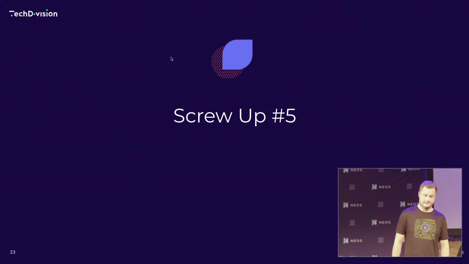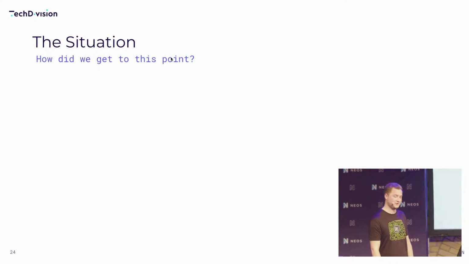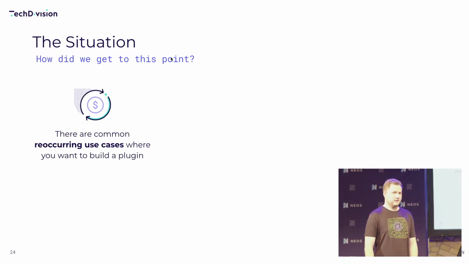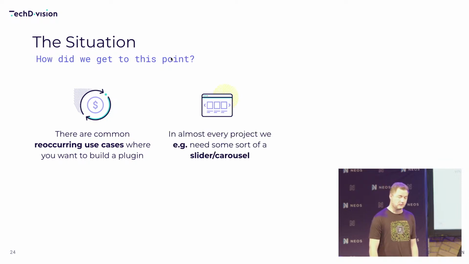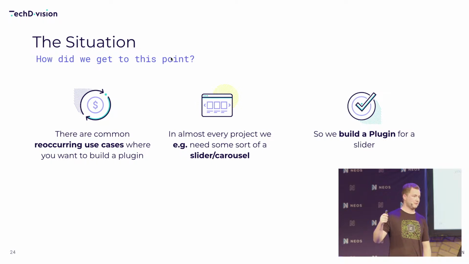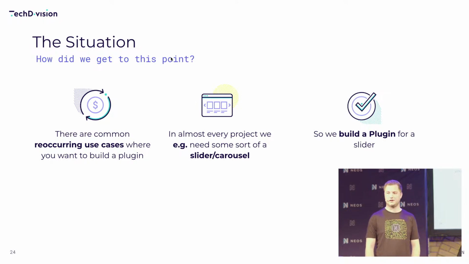The next screw up. Again, a little bit about the context. We all know this. There are reoccurring use cases where you might want to build a plugin that you want to reuse across multiple projects. So, for example, in almost every project you need some sort of a slider or a carousel. So the approach is to build a plugin for that, or to use another plugin, but for this purpose, we decided to build a plugin for a slider.